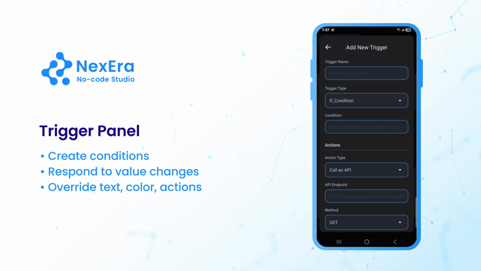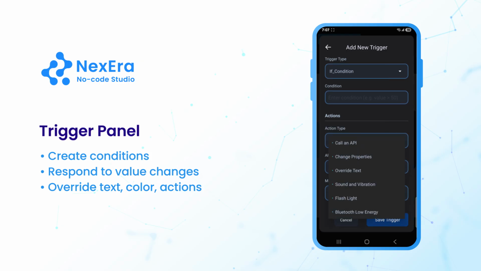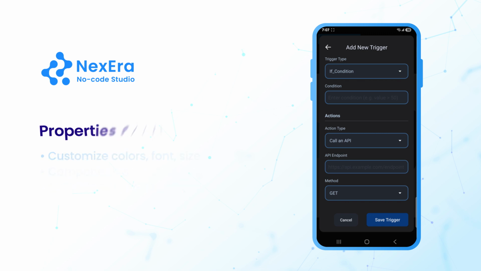You choose the trigger type, define the condition, and then assign an action like changing a text, updating color, or reacting to the hardware data. This is what lets your app behave intelligently and respond automatically without the user pressing anything.